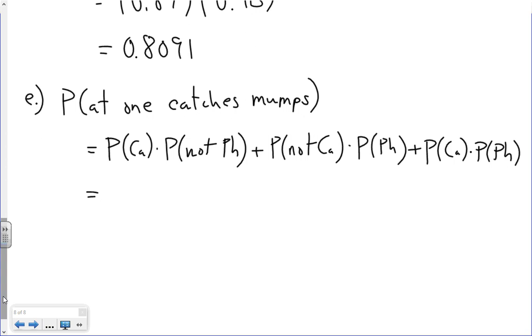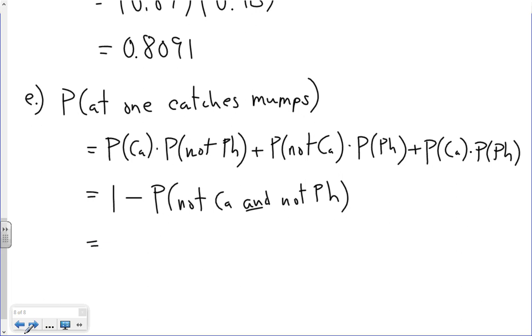At least one catching the mumps, that's the complement of none of them catching the mumps. So it's the same as 1 minus the probability of not Kelvin and not Phoebe. Again, you got a couple ways you can calculate this. You can pick whichever one makes the most sense. In some cases, though, you'll definitely save yourself some work if you think about this a little bit more carefully up front. This is definitely an easier way to do this with this second calculation.